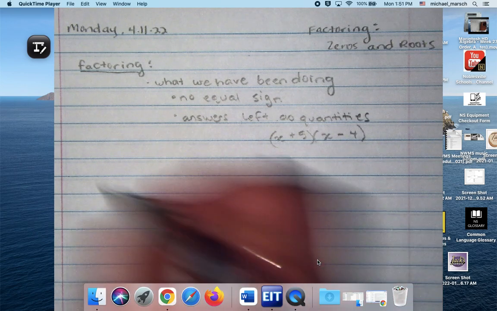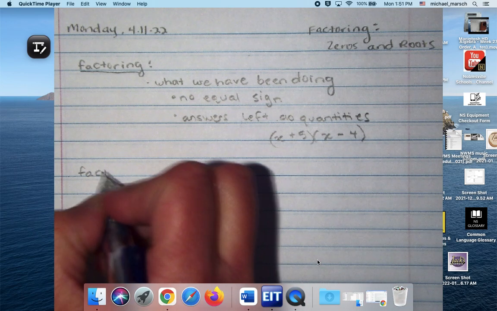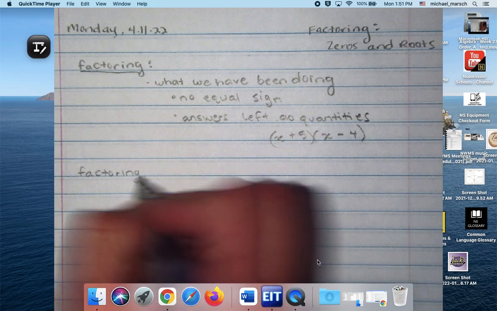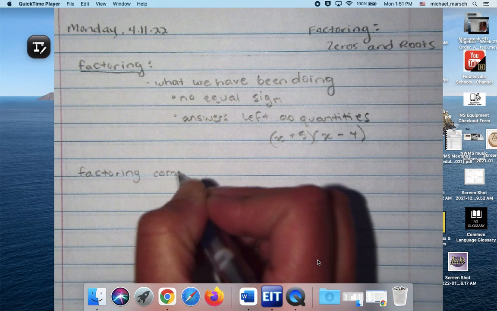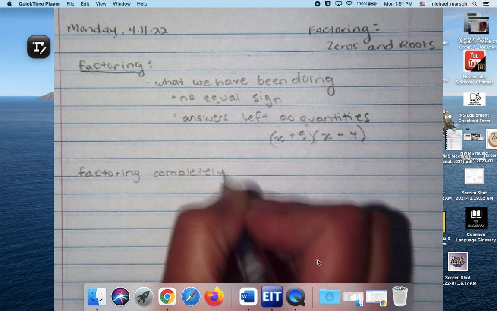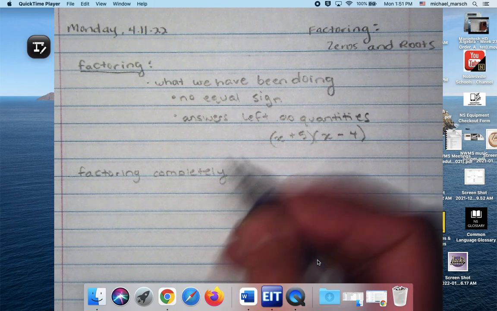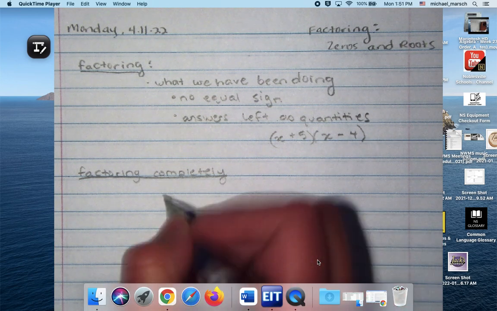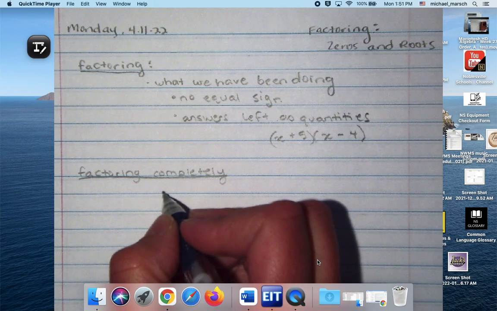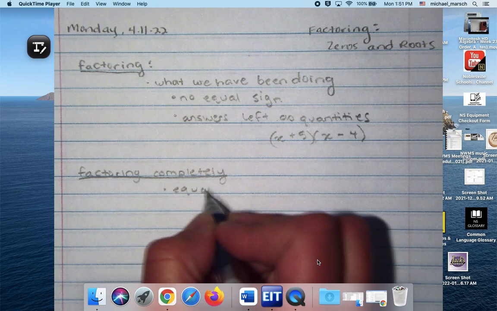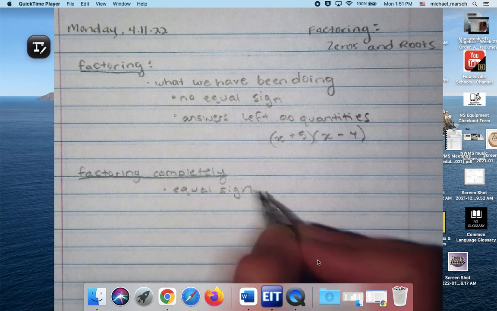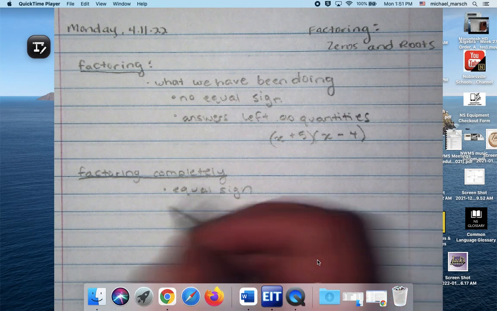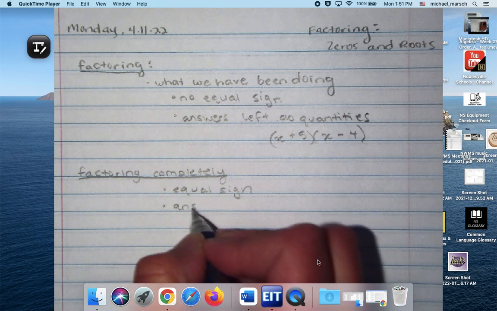What we're doing today is factoring completely. We'll have an equal sign for this. And answers will be a one-digit value.